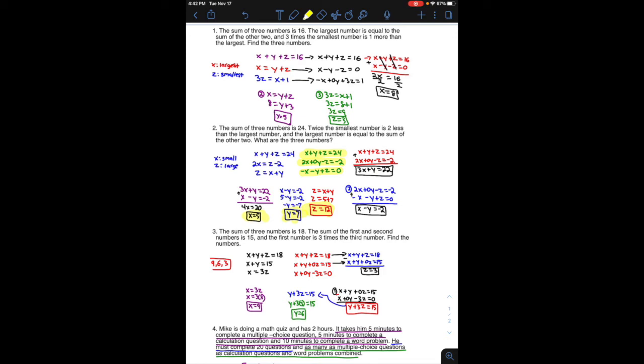Similarly, for number 3, again, when you're moving all the terms over to the left-hand side, if there's a missing variable, you should substitute a 0 in as a placeholder, like the equation number 2, we have a 0z, and the third equation, we have a 0y. And in this case, your three numbers should be 9, 6, and 3.